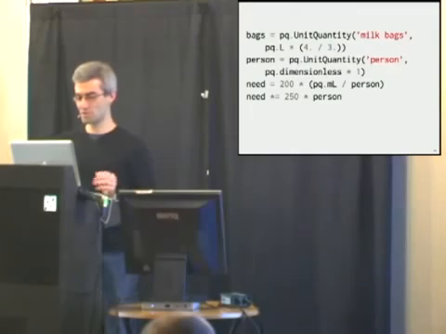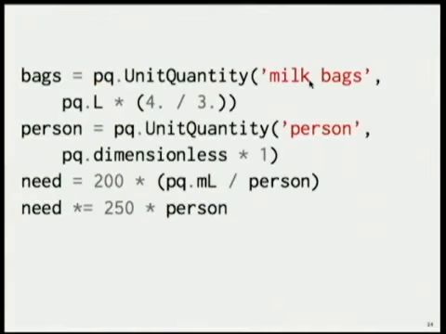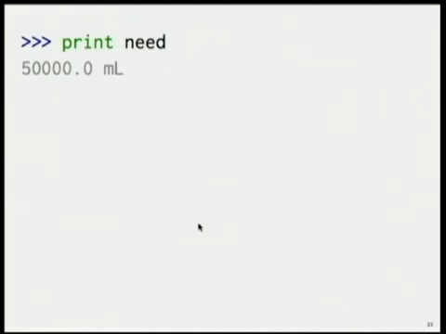So in order to answer this question, I'm going to define a new unit called milk bags, which is 4/3 of a liter, which is true. I don't know if you've done this calculation before, but it's 4/3 of a liter. And I'm going to say that a person is just some dimensionless quantity. We all don't have dimensions. And what I need is 200 milliliters per person. I multiply that by the number of people, 250. When I print out my need, I get that we need 50,000 milliliters of milk.